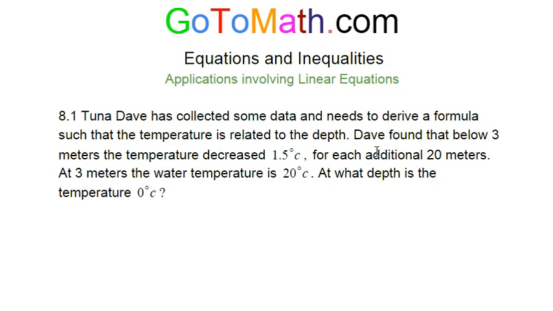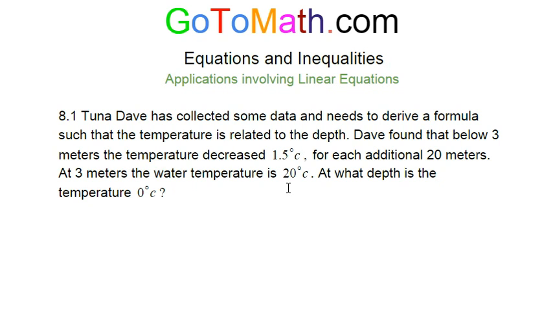Okay. So anyway, Dave found that below 3 meters, the temperature decreased 1.5 degrees Celsius for each additional 20 meters. Now, that's a hidden rate right there. At 3 meters, the water temperature is 20 degrees C.